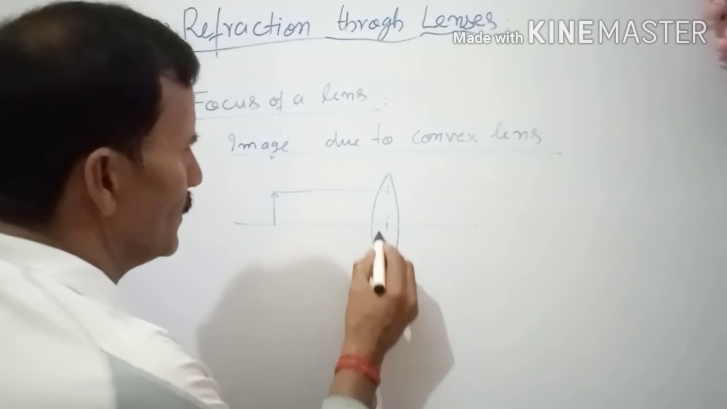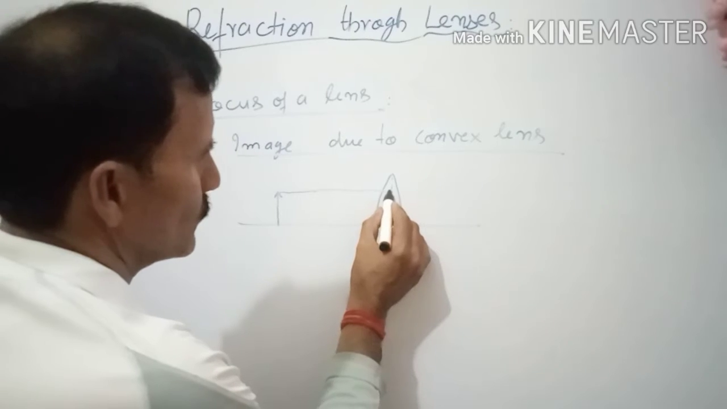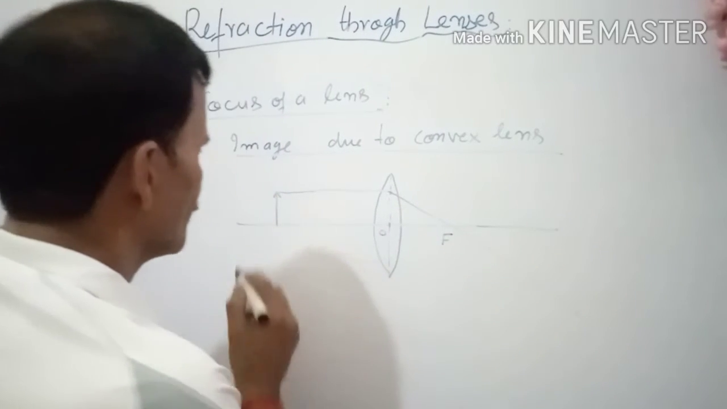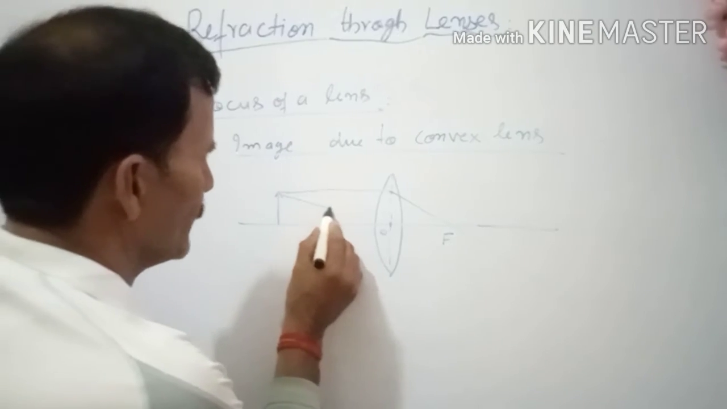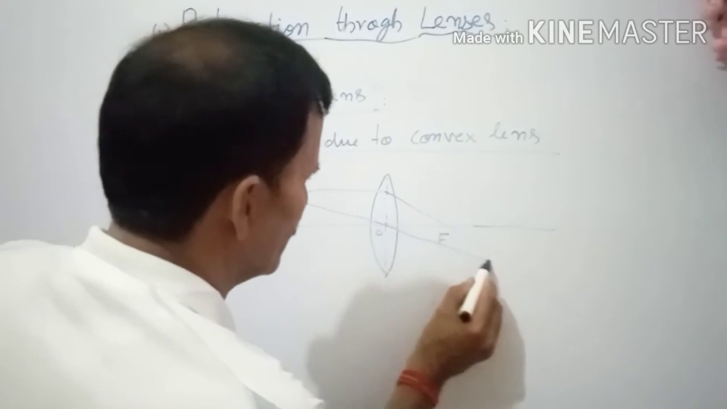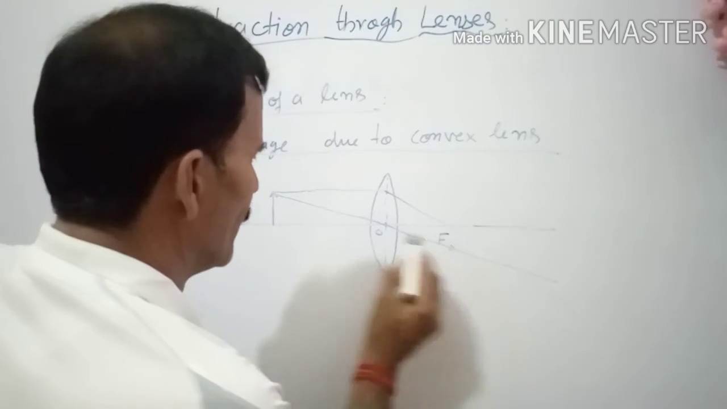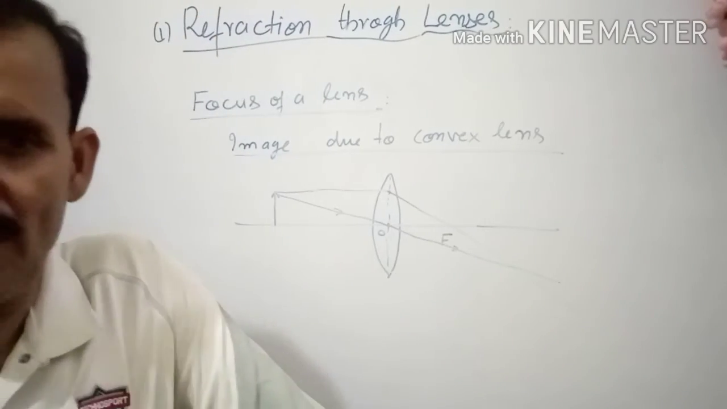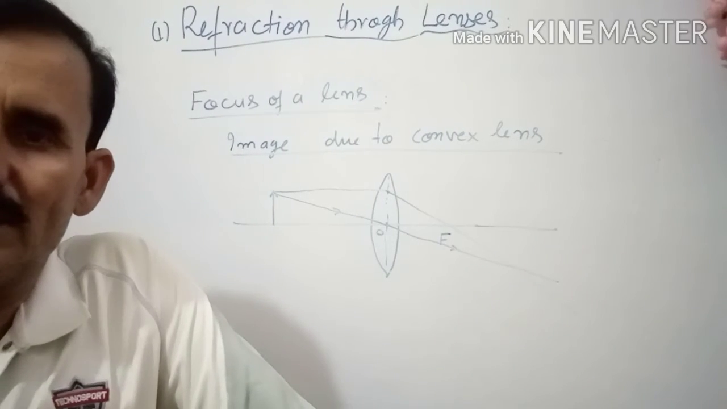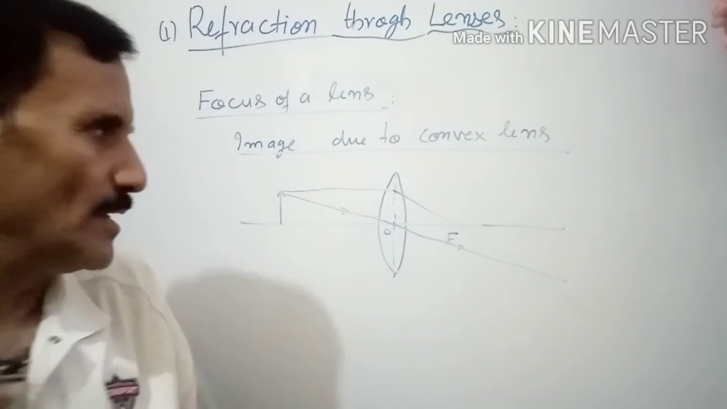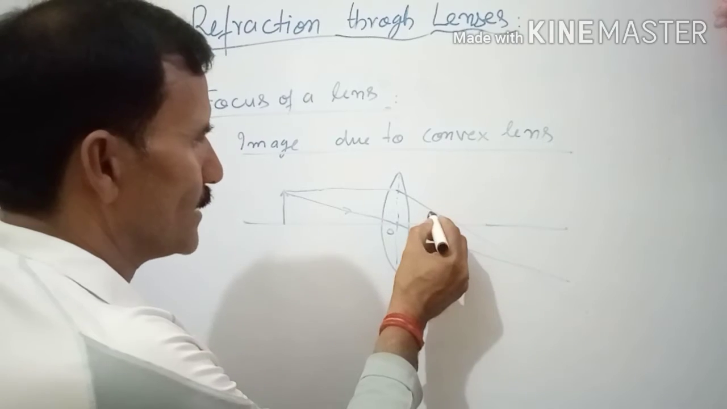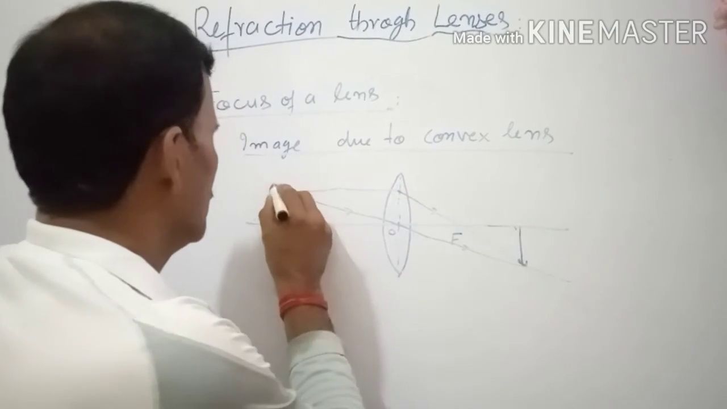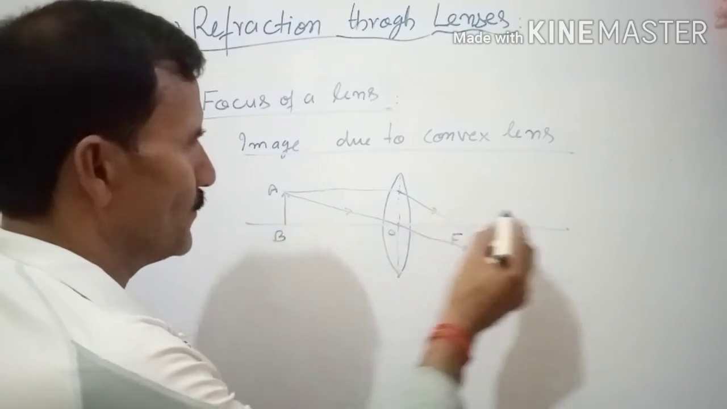So just in the middle, this is the optical center. It will pass through the focus, and take one ray through the optical center. There will not be refraction. Always remember, any ray passing through the optical center is not refracted, it moves directly. So where they cut is the location of the image. So this is the formation of the image.